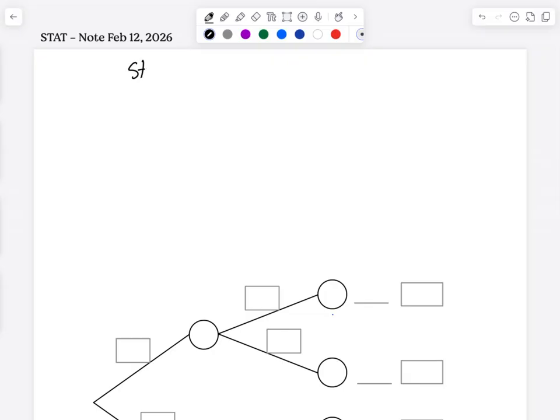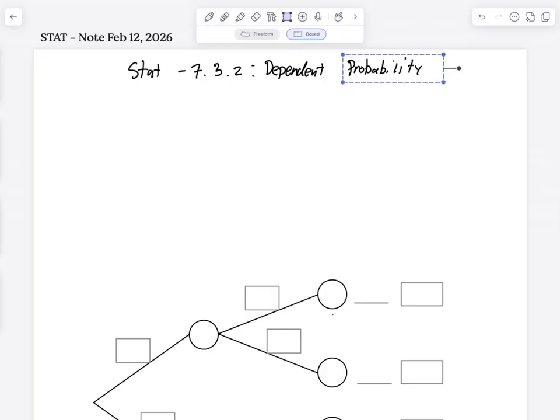So this is stat 7.3.2, dependent probability. Oh, sorry, dependent compound probability.